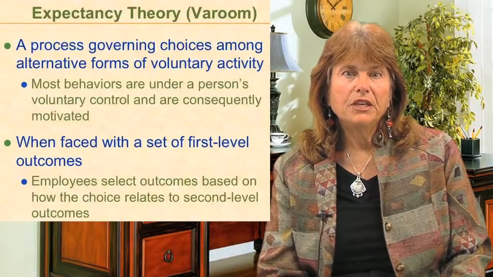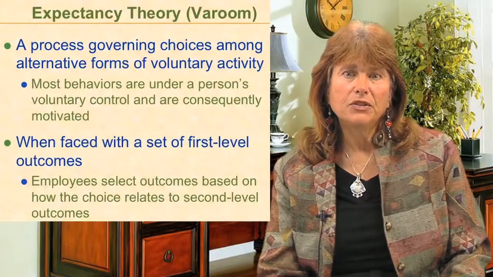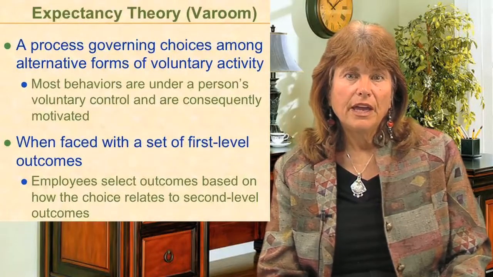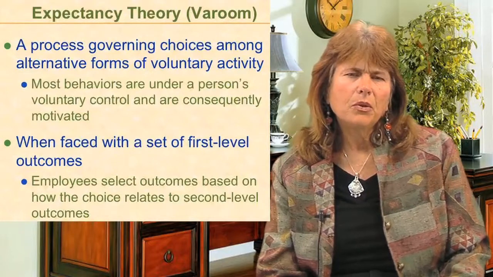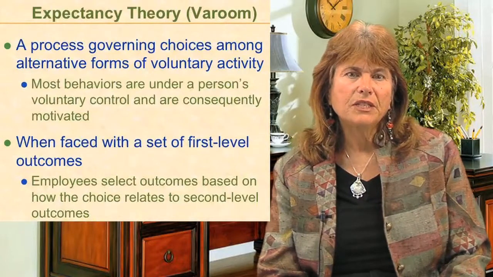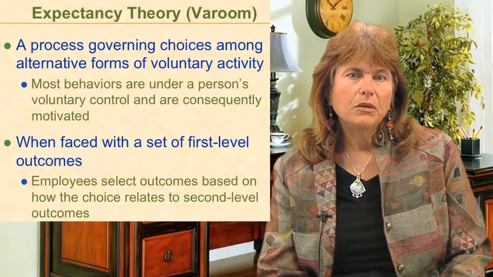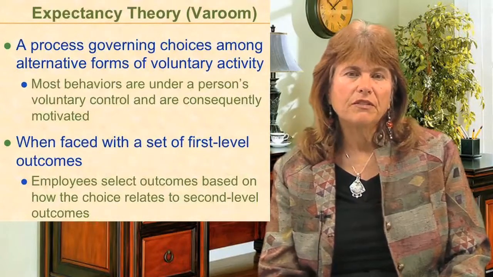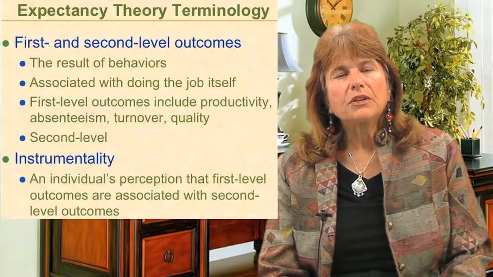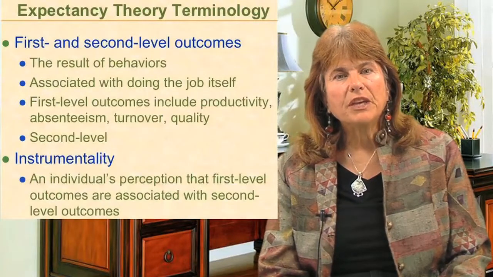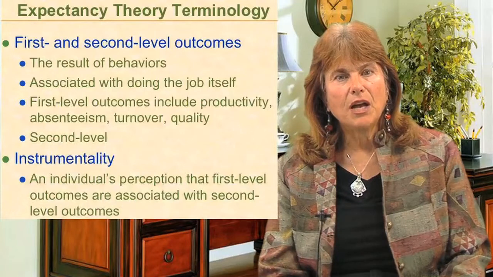With expectancy theory, most behaviors are under a person's control, whether I want to go practice running or prepare a report or do a budget. When employees are faced with a set of first-level outcomes, they select based on their choices of how strongly they want to perform and whether they expect that they're going to achieve that reward for it.